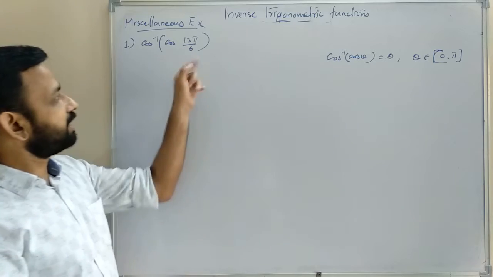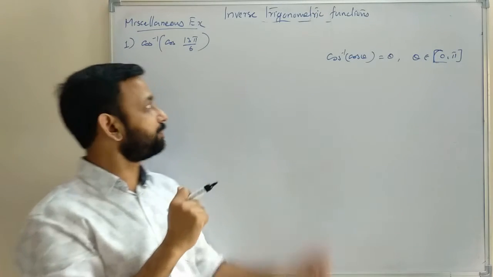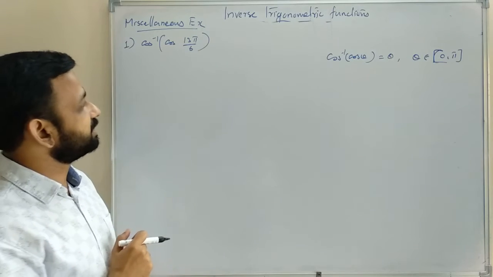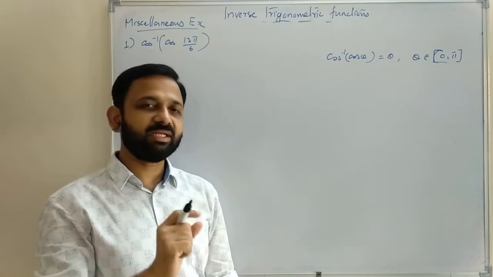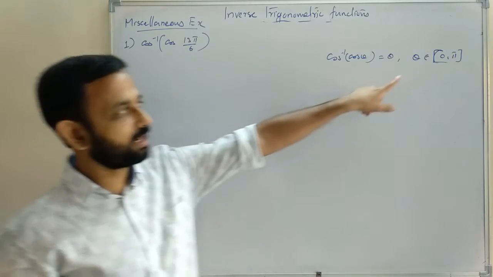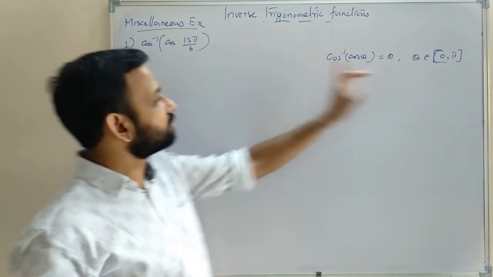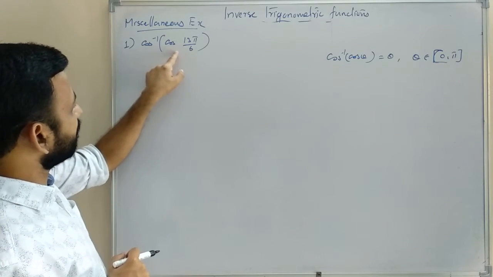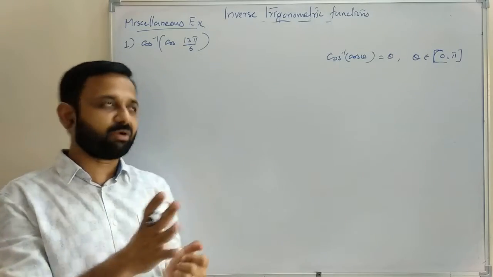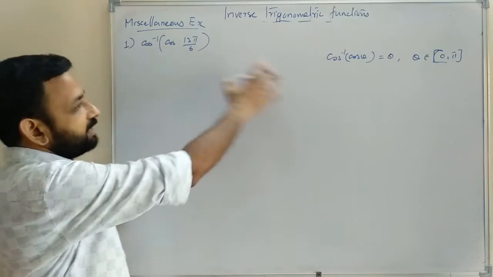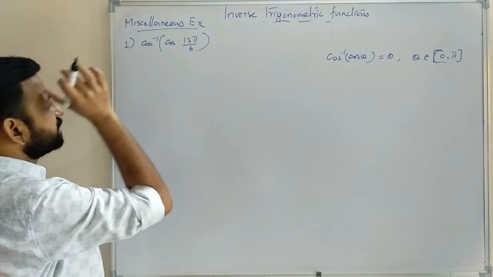So here 13 pi by 6, that is 13 into pi by 6. Pi by 6 is 30. So 13 into 30 is above 180. So we cannot write cos inverse cos 13 pi by 6 equal to 13 pi by 6. We cannot write that because 13 pi by 6 is not in between 0 and pi. So we have to change it.